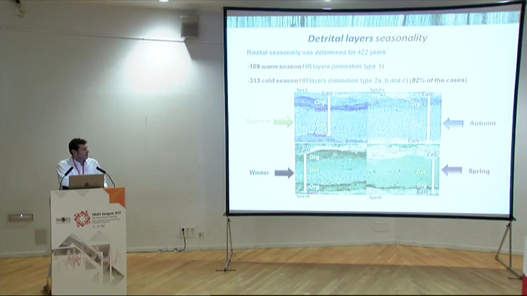So we've reconstructed seasonality following this pattern for more than 400 years. We see that most of the rainfalls occur during the cold season. And this is also in agreement, it follows the same pattern as precipitation during the instrumental period. So it somehow corroborates our hypothesis of seasonality.